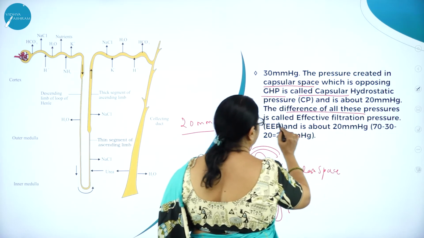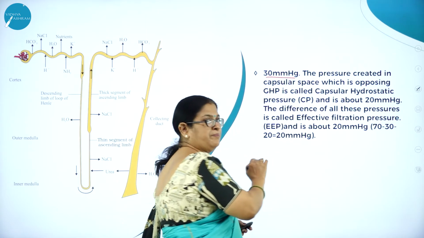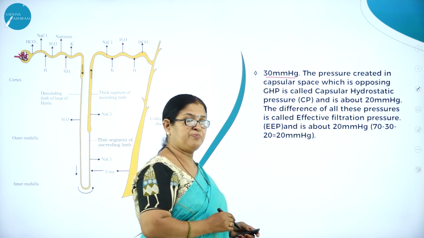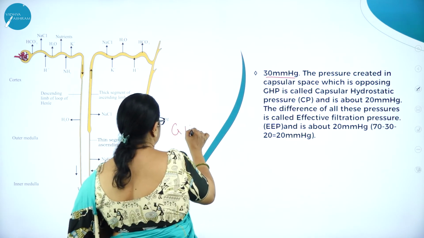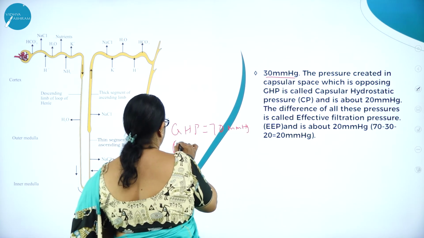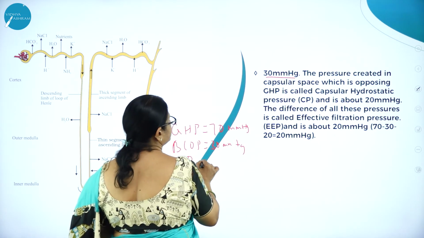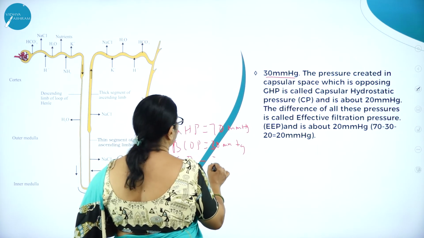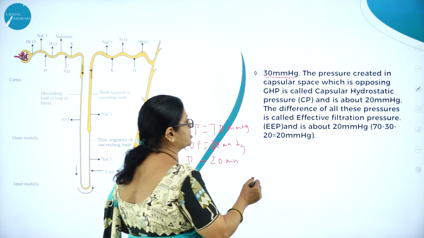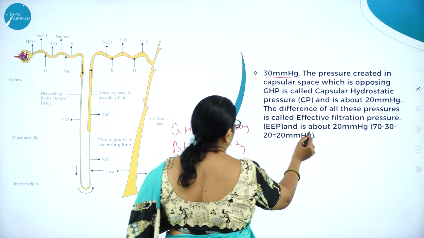The difference of all these pressures is called effective filtration pressure, or EFP. GHP, glomerular hydrostatic pressure, is 70 mmHg. BCOP, blood colloidal osmotic pressure, is 30 mmHg. CP, the capsular hydrostatic pressure, is around 20 mmHg. So the difference of all these pressures put together is called effective filtration pressure, that is 70 minus 30 minus 20, which is 20 mmHg.